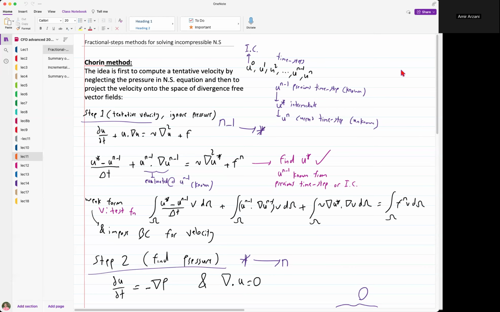Hi. In the last lecture, we talked about the coupled UP formulation for solving the Navier-Stokes equation. Today, we will talk about the fractional steps method, which is an alternative approach to the coupled method for solving the Navier-Stokes equation. First, we'll start with the Chorin method, which is the simplest approach among the different class of fractional steps methods.